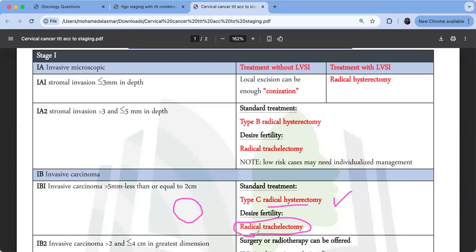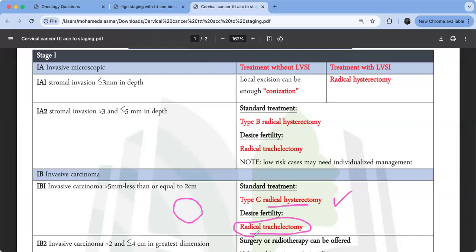I'll tell you something, and it's written in the TUG article, that some patients with lesions more than 2 can be considered for radical trachelectomy. But this is in some centers, not all centers. This is only after MDT, and they should be aware of the high risk of recurrence. But this is not our choice in the exam. For MRCOG, MRCPI, we are just answering the standard treatment.